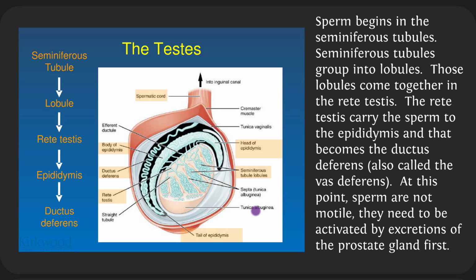Sperm begins in the seminiferous tubules, these tubes down in here. Seminiferous tubules group into lobules. So these would be lobules. Those lobules come together into the rete testes. The rete testes carry sperm to the epididymis.